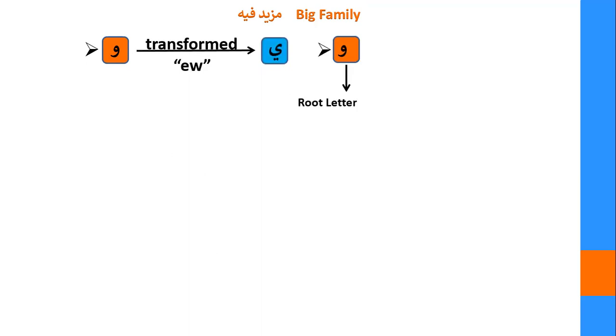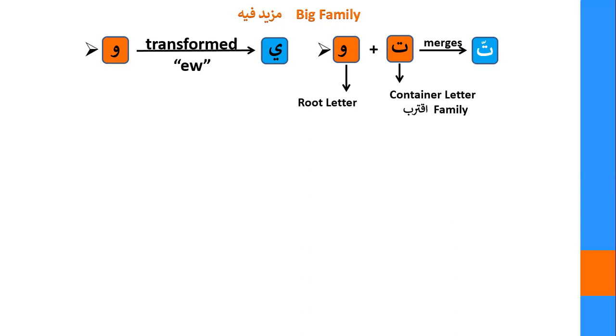Now, mazid fihi. Again, wow, when it creates a wu sound, is transformed to ya. And wow, in another case, when it is a root letter and ta is a container letter, as in the Iqtaraba family where we have ta as a container letter, they merge together to become ta with shadda, and we'll see how that happens. When you have waw as root letter and you have ta as container letter, they merge to become a ta shadda.